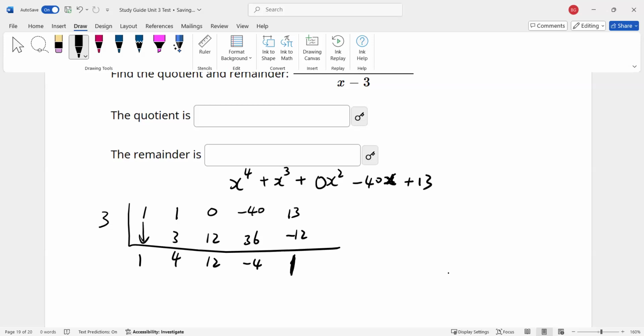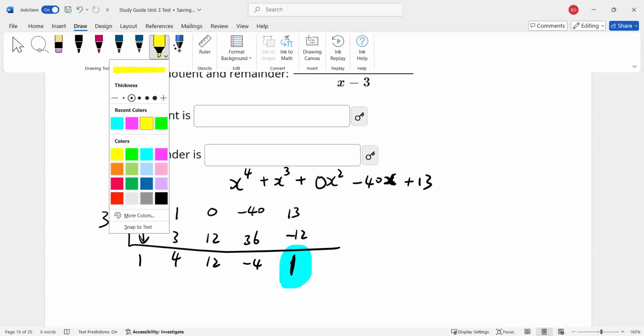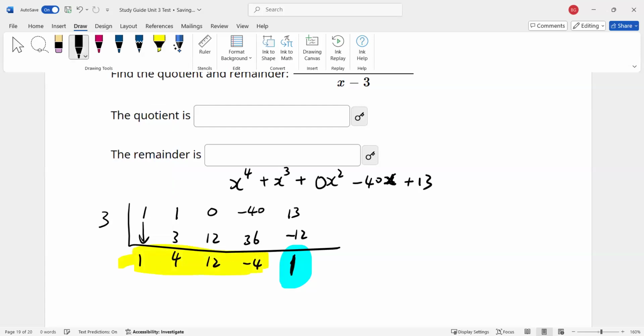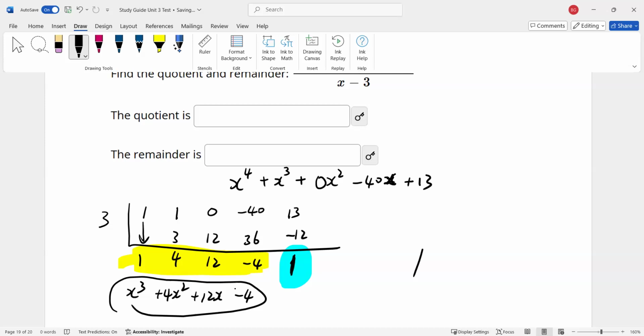Let me double check. 1, 3, 4, 12, 12, 36, negative 4, negative 12, 1. Okay. So the remainder is 1. This is the remainder. And for the quotient, we look at those 4 numbers: 1, 4, 12, negative 4, which go with x cubed, x squared, x, and the constant. This is the quotient: x cubed plus 4x squared plus 12x minus 4. Remainder is 1. All right, so that's the synthetic method.